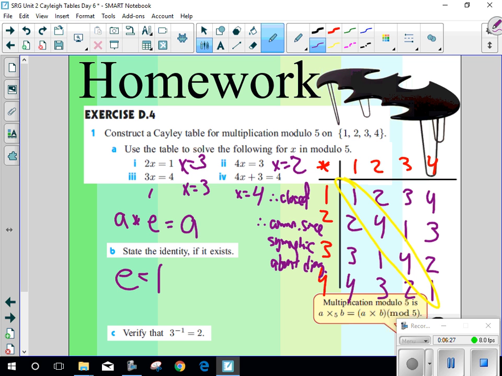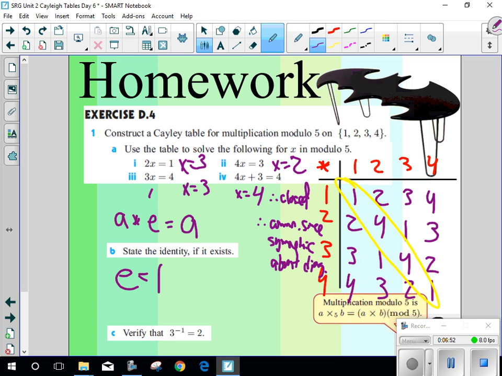So this A star E has to equal A, right? A star E equals A, yeah. Yeah, so 2 star 1 equals 3, though. 2 star 1 equals 3. Yes. Yeah, that's not true. Well, here, we're going to come back to that.